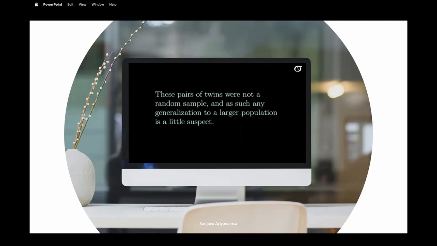One point to note, these pairs of twins were not a random sample from any larger population, and as such, any generalization to a larger population is a little bit suspect. But it's very, very difficult, and basically impossible, to get a random sample of identical twins in which one has schizophrenia and one does not, and so sometimes we just have to deal with what we have, realize that there may possibly be some biases introduced, but we have to go with what we've got.